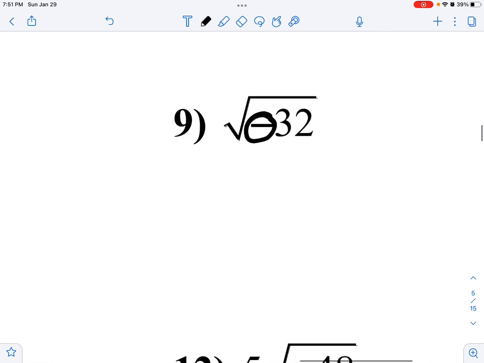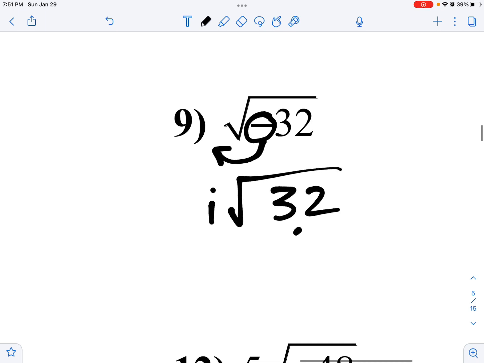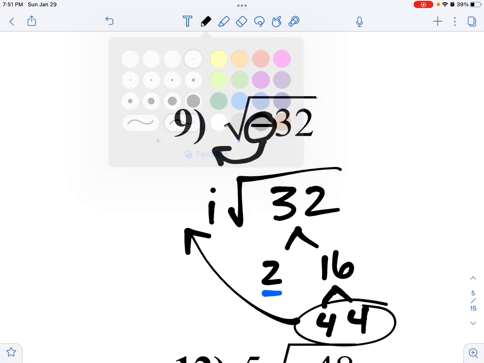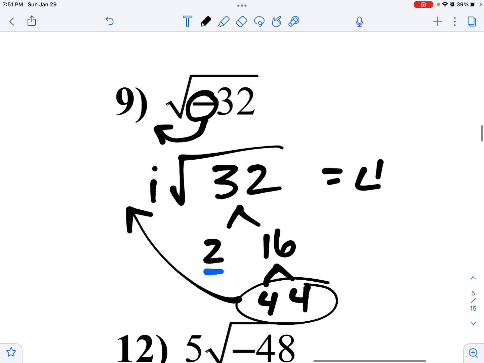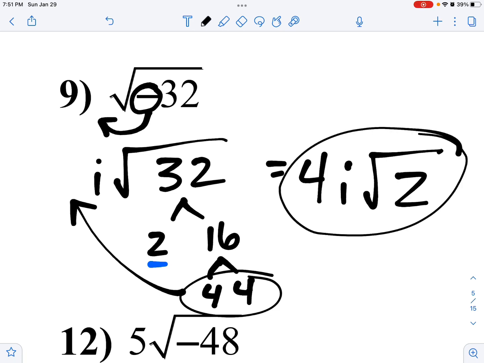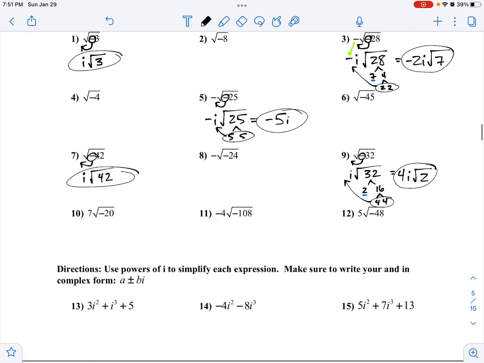One more. This comes out as an i. And I'm pretty sure 32 breaks down. It's 2 and 16. 16 is 4 and 4. Found a group of 2. That comes out. And this number has to stay in. So how do I write my answer? The 4 comes out. The i was already there. And on the inside, I just have that 2 that did not get broken down or did not get circled. All right, you know how to finish up the rest of those. No big deal.